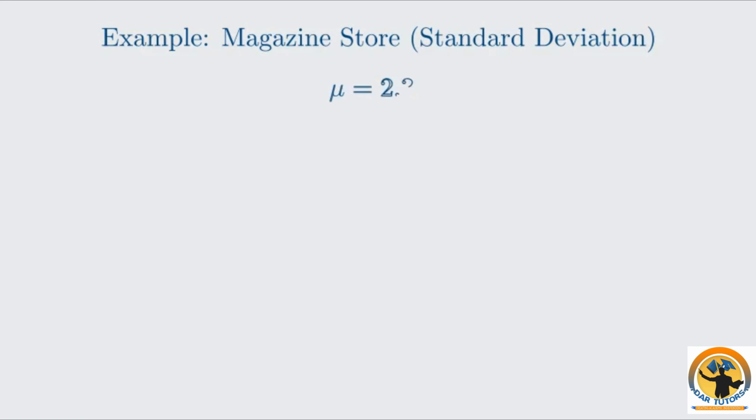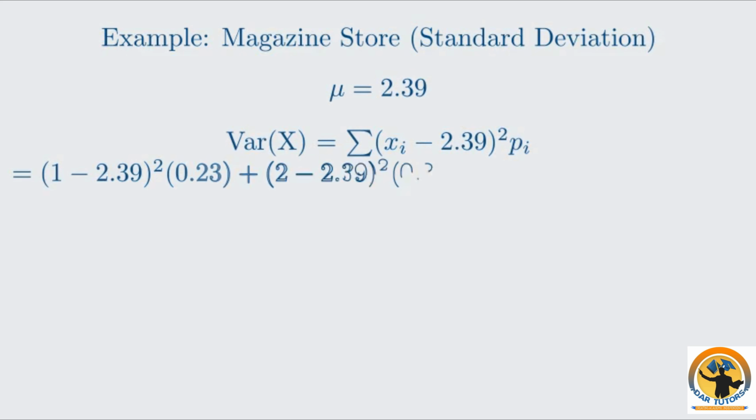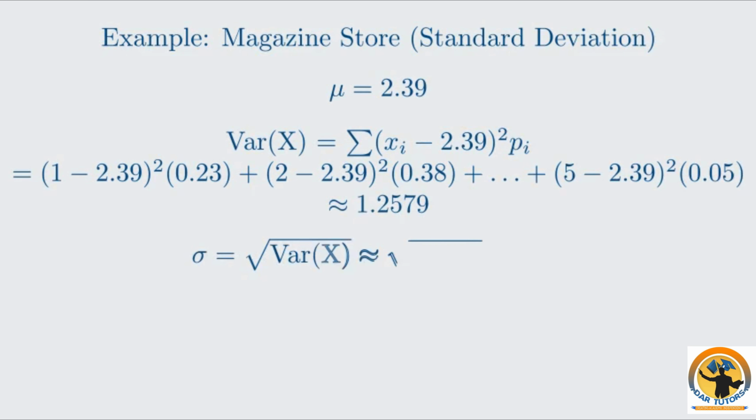Let's calculate the standard deviation for the magazine store example. Remember, our mean mu is 2.39. We need to calculate the sum of the squared differences times their probabilities. For each x value, we subtract the mean, square it, and then multiply by its probability. We do this for all x values and add them together.